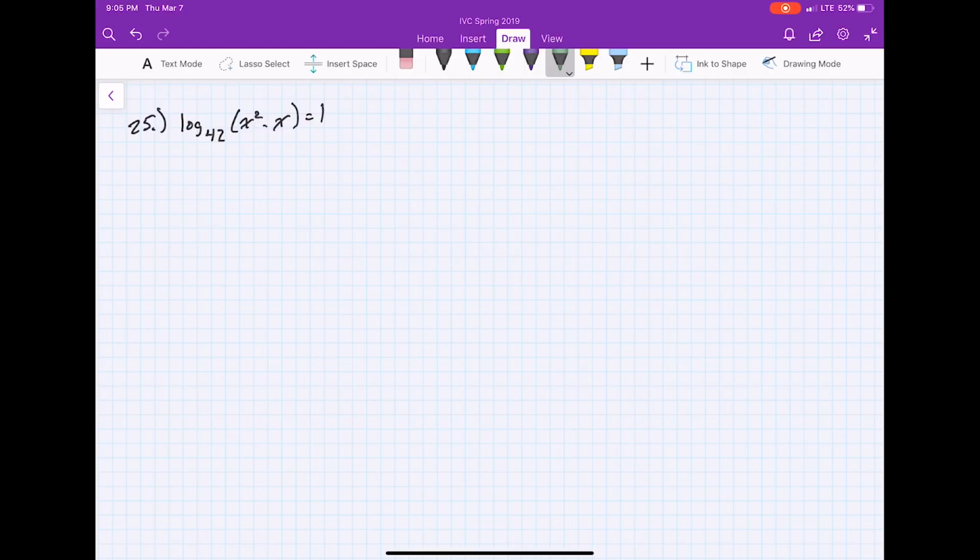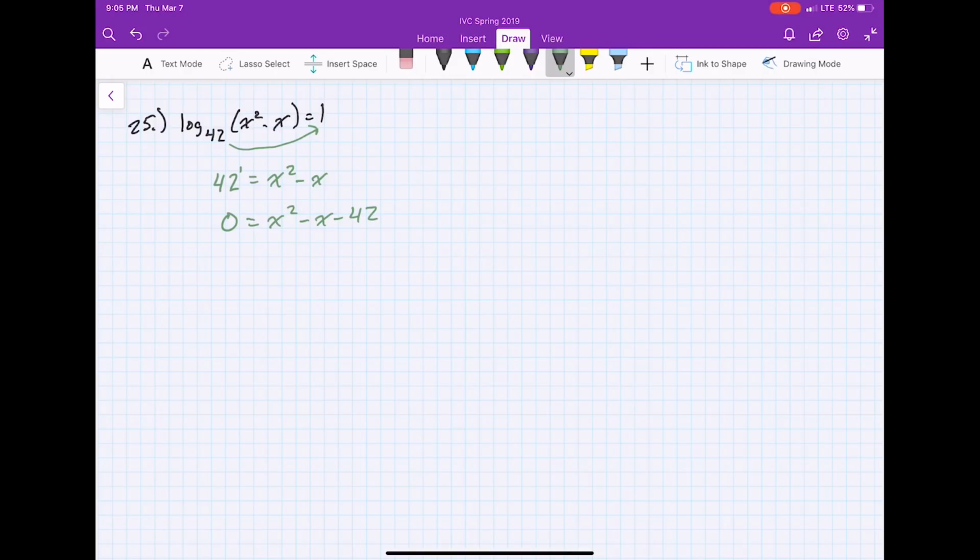All right, number 25. Oh, now we got log base 42. It's a big number. Oh my gosh. Run and hide. It's scary. So 42 to the first is equal to x squared minus x. Well, this is how I did that again. I just picked up that as the exponent. This is a quadratic, so 0 is equal to x squared minus x minus 42.